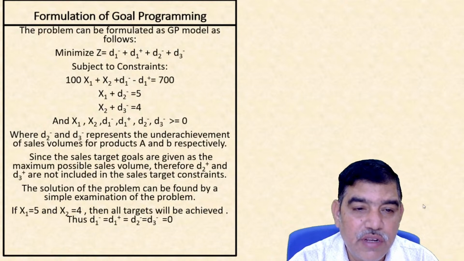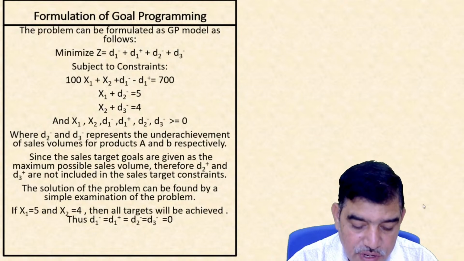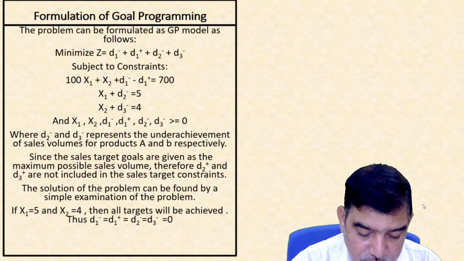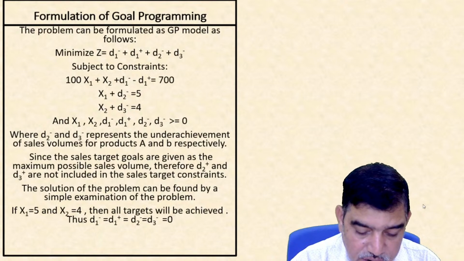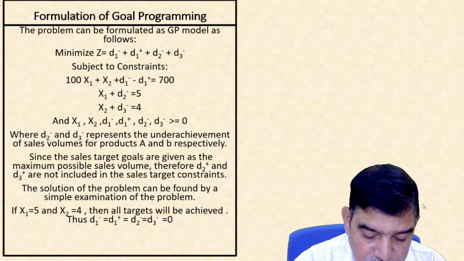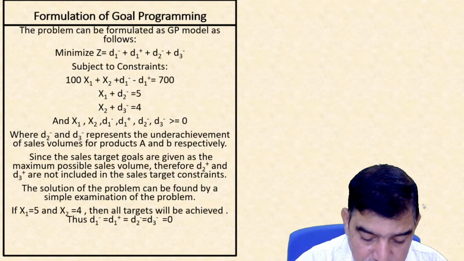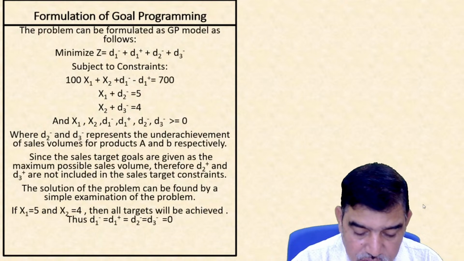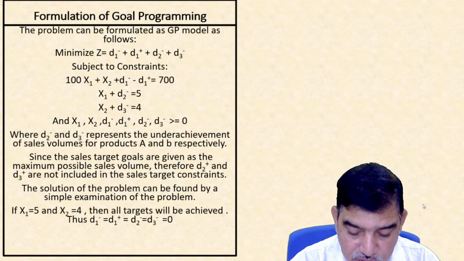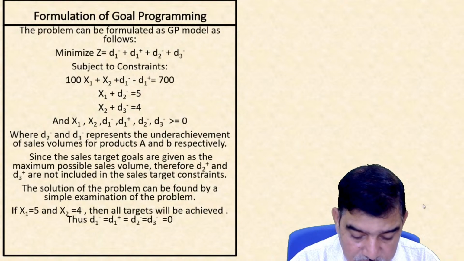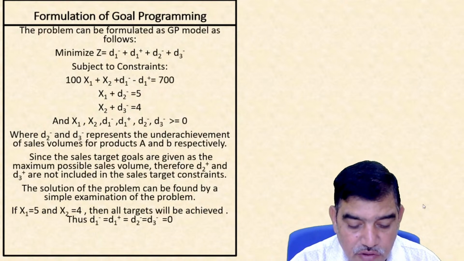All the deviational variables and x1, x2 variables are greater than or equal to 0. Here's the same thing, that is the x2 plus d3 negative minus d3 positive equal to 320, d3 positive, d2 negative minus d2 positive equal to 100, and all the deviational variables must be greater than or equal to 0. So this is actually how to formulate the goal programming.